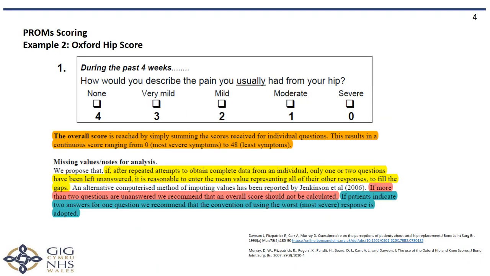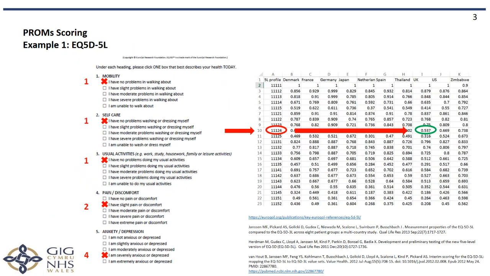So to score this, the developers have provided us with some instructions. Oh, sorry, could we go back to the previous slide? Thank you. So to score this, the developers have provided us with instructions on a lookup table. So in this example, the patient has answered with answer 1 for questions 1 to 3, answer 2 for question 4, and answer 4 for question 5. And this gives us an answer profile, or something called an EQ5D profile of 11124.